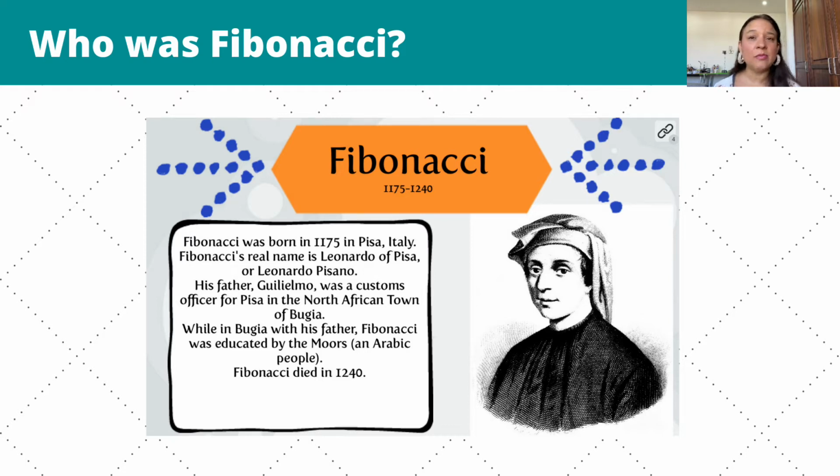And when he was a little boy, he was living with his father in a city called Bugia, in northern Africa. And he was studying, but with Arabic people. So he got to learn mathematics from Hindu people. Hindu people had designed this decimal system, and Arabic people took it over and worked it out, and he learned from Arabs about math.